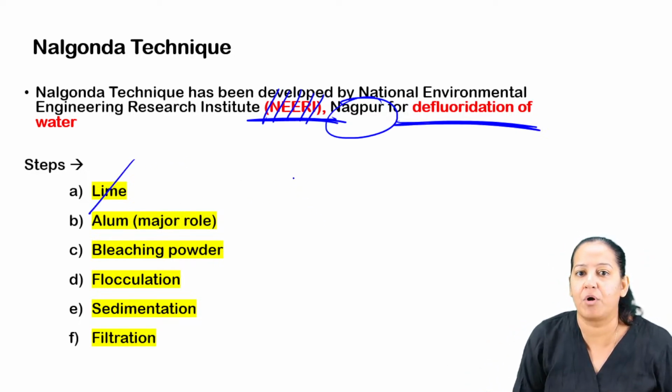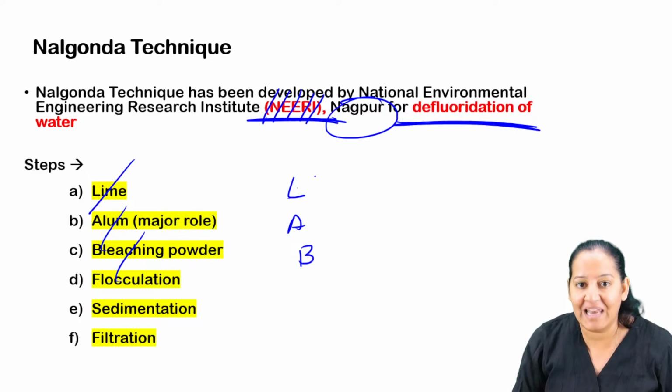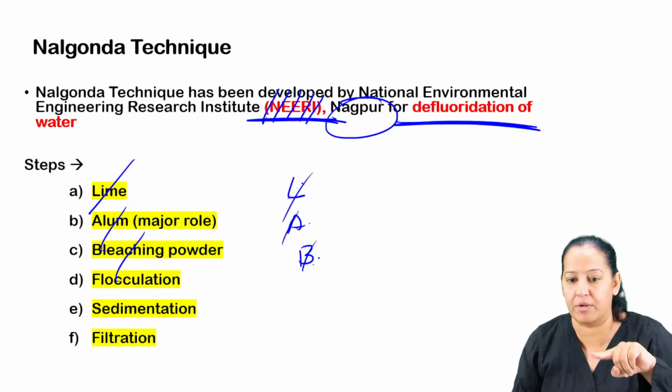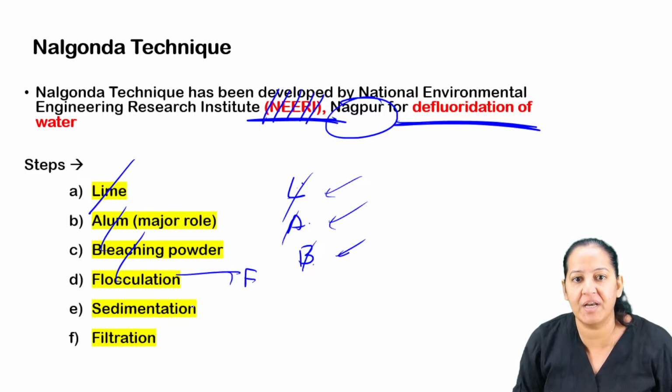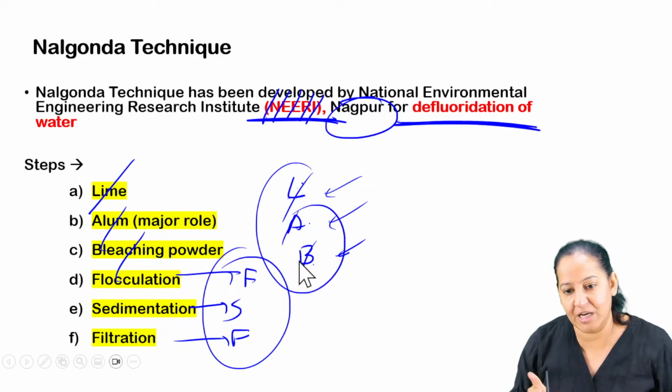First, add lime to the water. Then add alum, and then add bleaching powder. So learn the sequence LAB, L-A-B. Lime, alum, bleaching powder. First add lime, followed by alum, followed by bleaching powder. So the fluorine will make complexes with that. After that, do the flocculation, sedimentation, and filtration. So learn the mnemonic LAB, FSF. Learn the mnemonic, six steps.